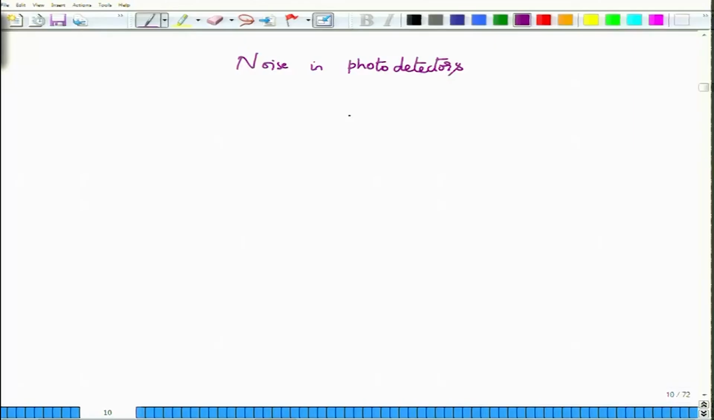So what kind of noise does a photodetector produce? Now let us look at the photodetector and shine some light onto it. It turns out that light possesses two complementary characteristics. One is the wave nature, and the other is the photon or particle nature.